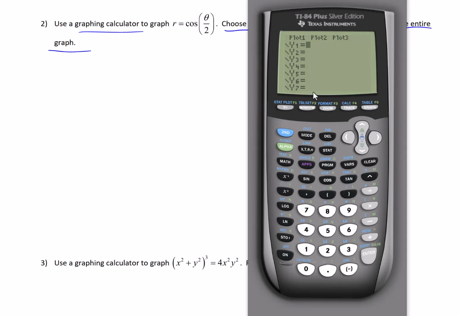We're rather going to switch the calculator mode in order to accommodate polar form. So I want to explore this and play around with it first before we get into some of the details of this specific graph and how we ensure we have the entire graph.